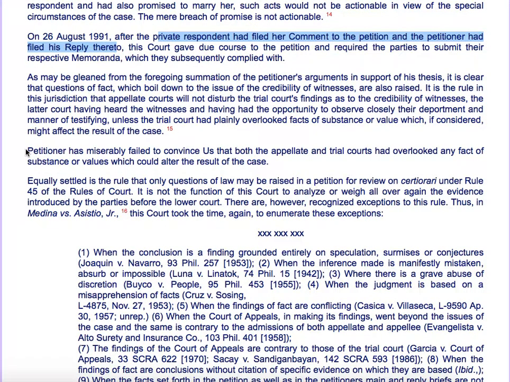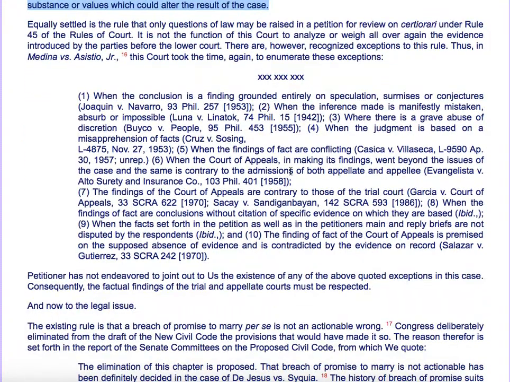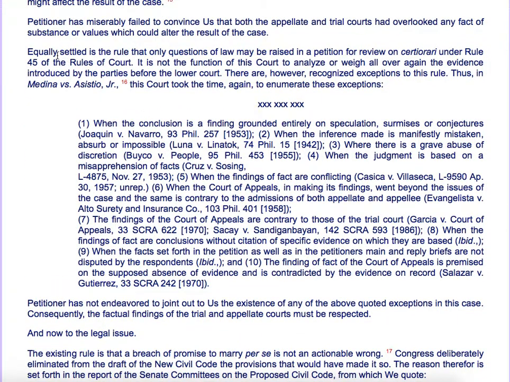Here, you would see that the Supreme Court, papunta na tayo sa conclusion na matatalo si Gashem Shukat Baksh. Petitioner has miserably failed to convince us that both the appellate and the trial courts have overlooked any facts and substance. Alright. So, mahaba ang case, class. I've told you all that maraming issue. The court resolves many issues in a single case. Hindi lang yan whether or not there is damages.